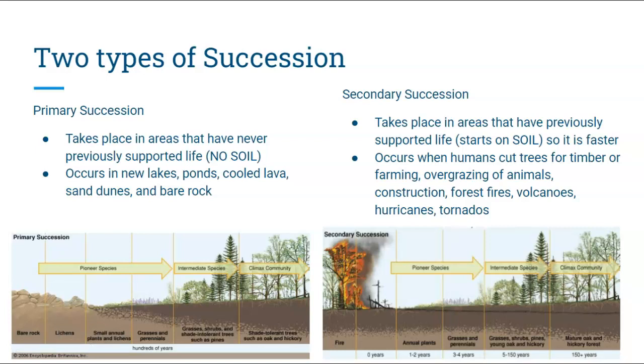Now, secondary succession takes place in areas that have previously supported life, right? It starts on soil, so it's faster. It's way faster because you don't have to wait for all of this beginner soil to be formed. It's already there. There's just not anything else there. Now, secondary succession is usually, well, not usually, but a lot of it is caused by humans.